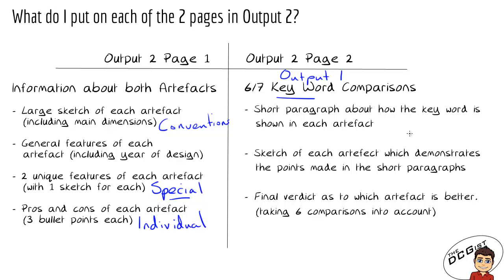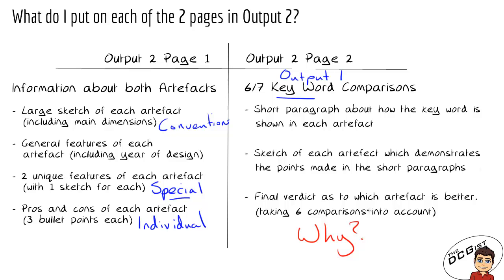We're looking for a sketch of each artifact which shows and demonstrates the points made in the short paragraphs. So if you've spoken about a particular characteristic of one of your artifacts, you do a sketch to explain that point that you've made. Then we also need the final verdict as to which artifact is better. Now this is the most important part because it's the part where you're really doing your comparison, okay? What you're doing is you're taking all 6 keyword comparisons into account and you're saying which one is better, and the most important thing is why, okay?